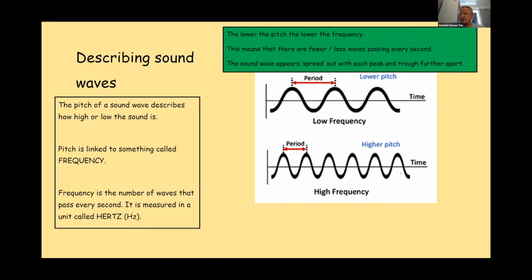This sound wave appears spread out on a diagram with each peak and trough further apart. If I wanted to do a lower frequency or lower pitched sound than this, then it would look something like this, where the sound wave is spread out even more with a much bigger distance between the two waves, meaning that less waves are passing in the same time.